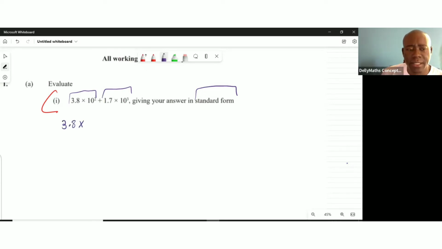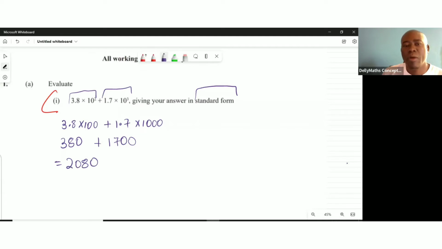3.8 times 10 to the second really means times 100, plus 1.7 times 10 to the third really means 1,000. So if we do this, we would have gotten 380 plus 1,700. 1,700 plus 380, that's going to give us a total of 2,080. But remember that our answer must be represented in standard form.